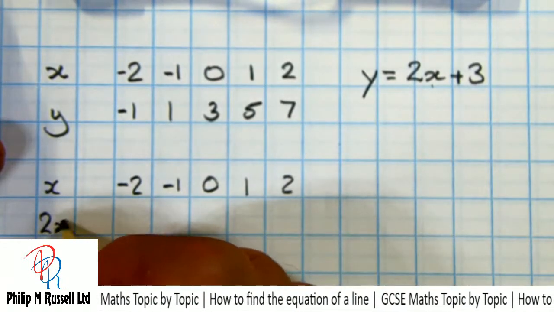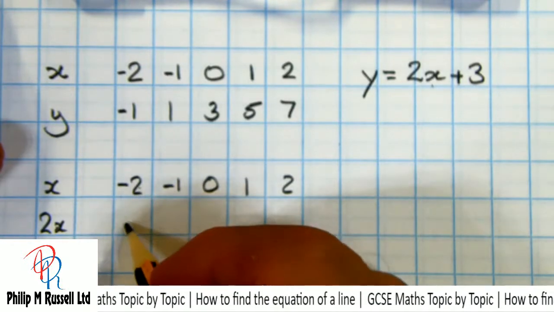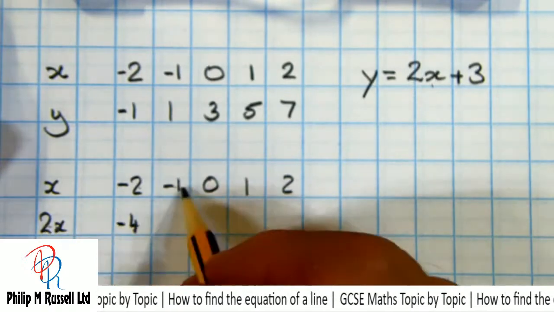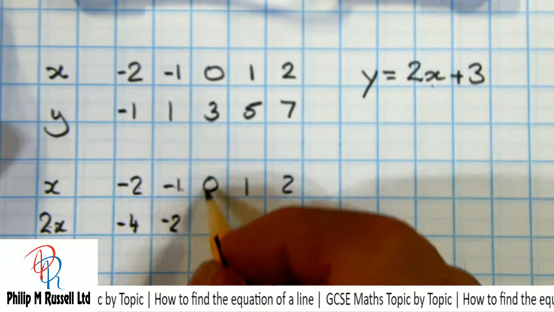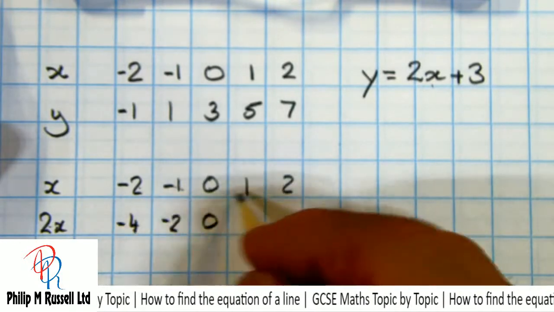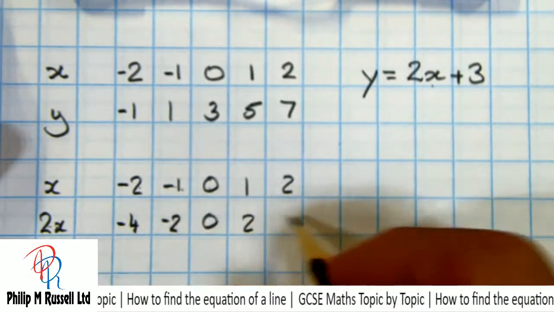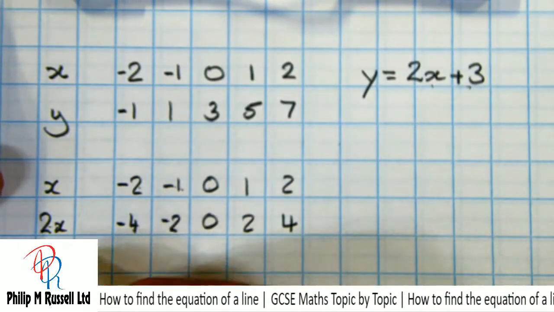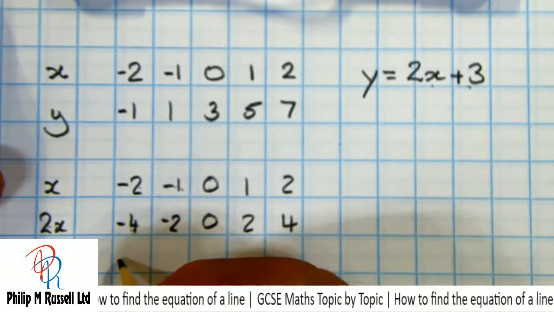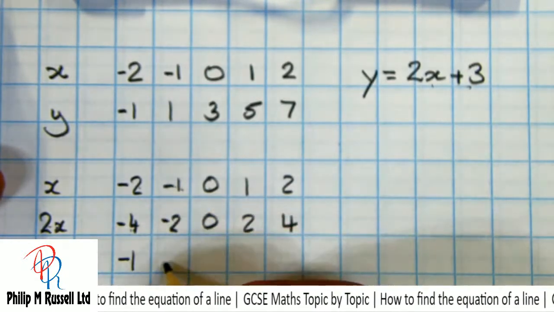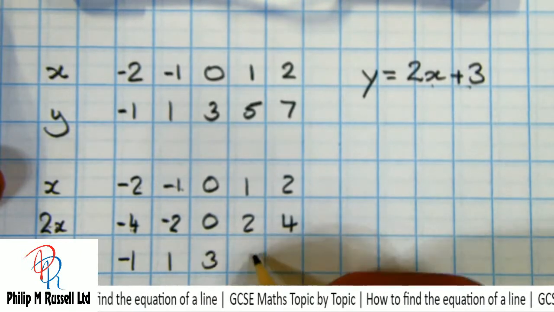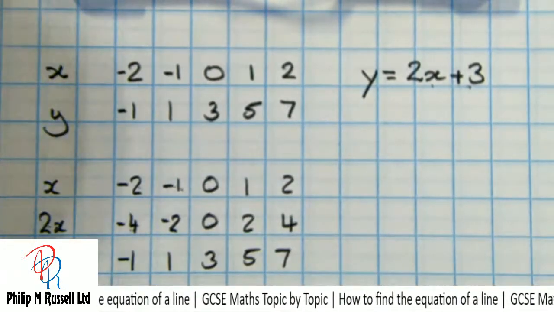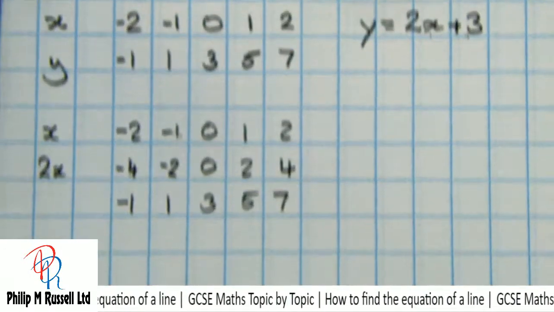So this is going to be 2x, so 2 times -2 is -4. -1 times 2 is -2. 0 times 2 is 0. 1 times 2 is 2. 2 times 2 is 4. Now we're going to add 3 to each of these. -4 plus 3 is -1, and then we go on and we get exactly the same. Now, could you draw this graph out?